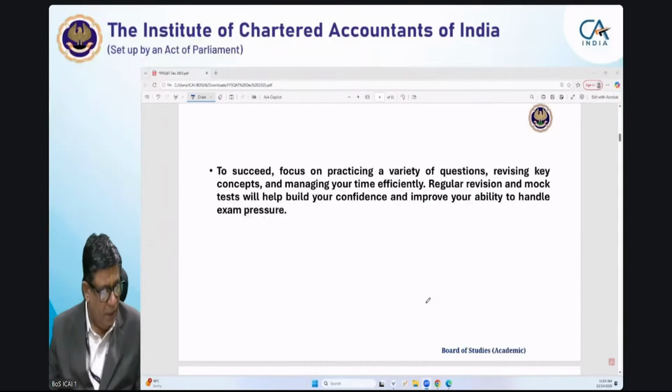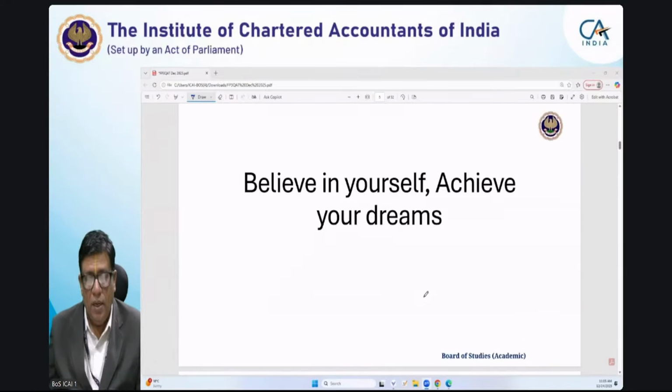Now coming to Foundation Paper 3 Quantitative Aptitude, believe in yourself and achieve your dreams. That means when you want to achieve in the Chartered Accountancy course, you have to believe in yourself and achieve your dreams.